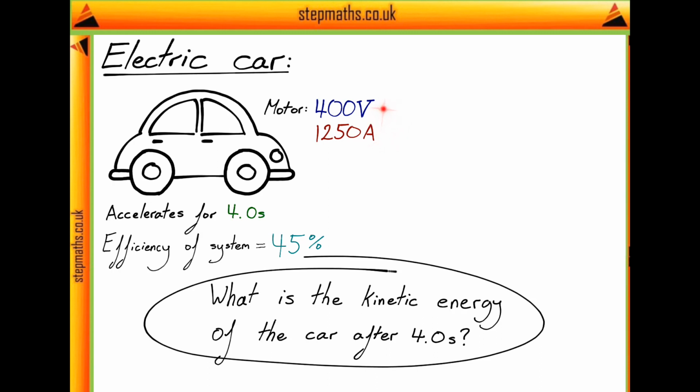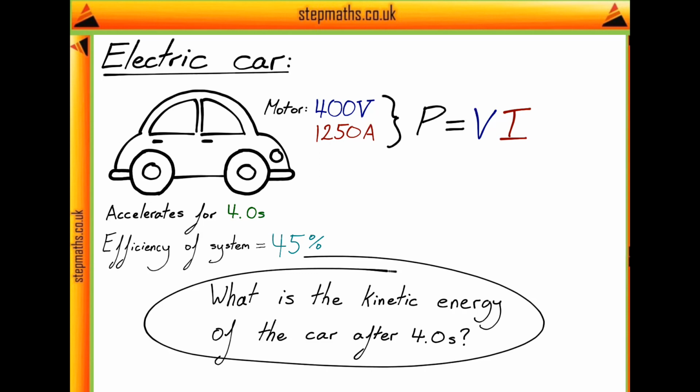So, the motor, we're told, has a voltage across it of 400 volts and a current through it of 1250 amps. Whenever you see these two together, this should generally spring to mind the formula that the power of an appliance is equal to the voltage across it multiplied by the current through it. Especially with motors, this is an equation which comes up quite often, especially whenever you're talking about energy or power.